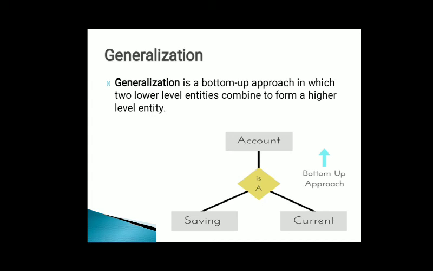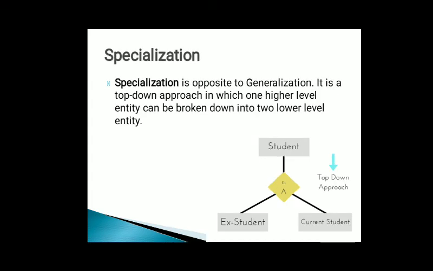Now we will discuss the specialization, right? Specialization hierarchy is the opposite of generalization, right? It is a top-down approach in which one higher level entity can be broken down into two lower level entities shown in the figures. In specialization, a higher level entity may not have any lower level entity set. It's possible, right? That is known as the specialization hierarchies, right? Got it all of you?